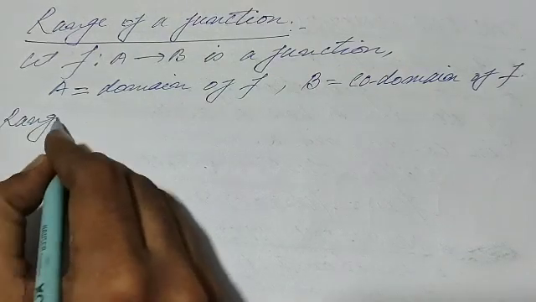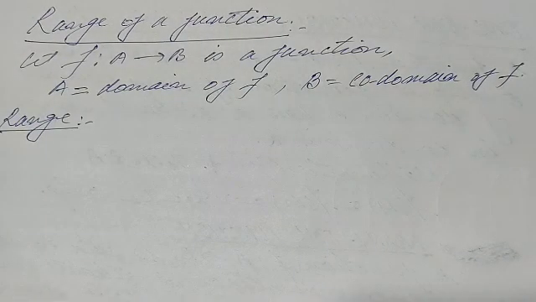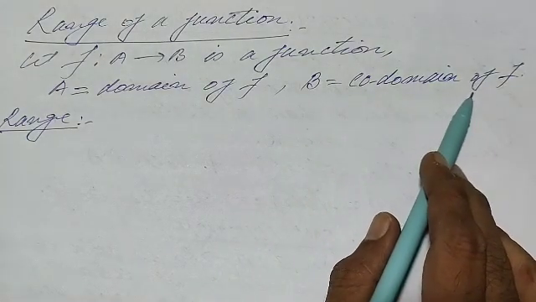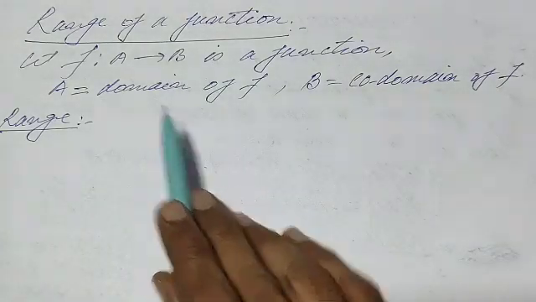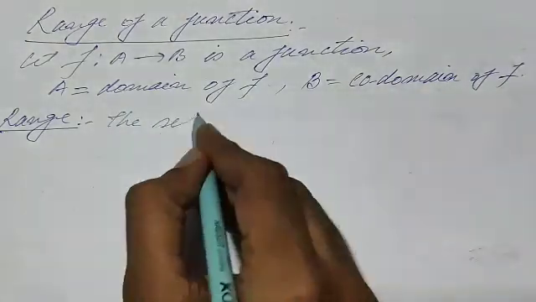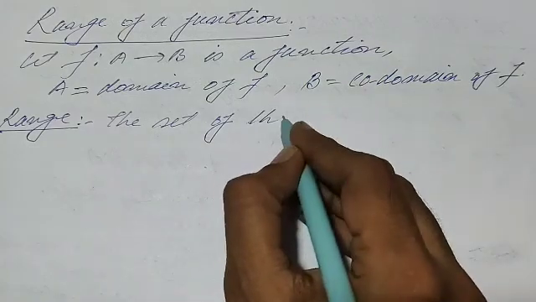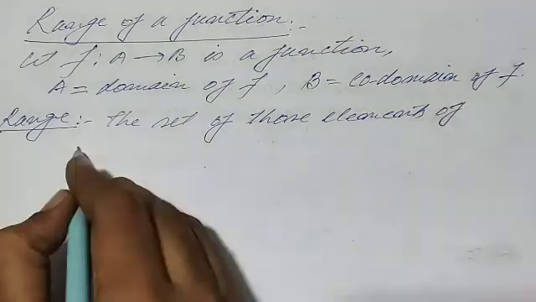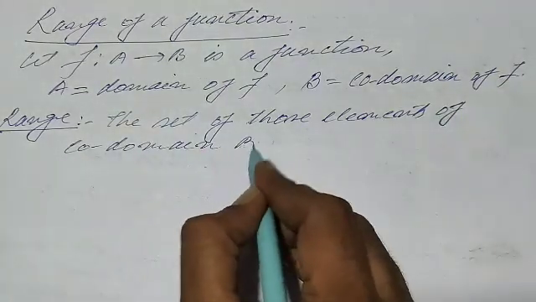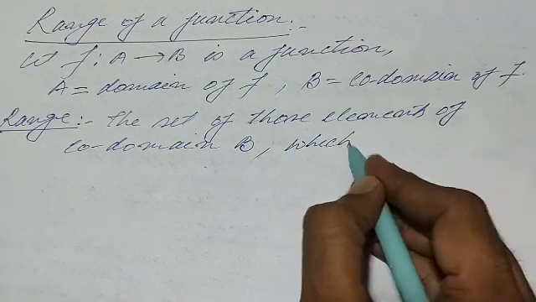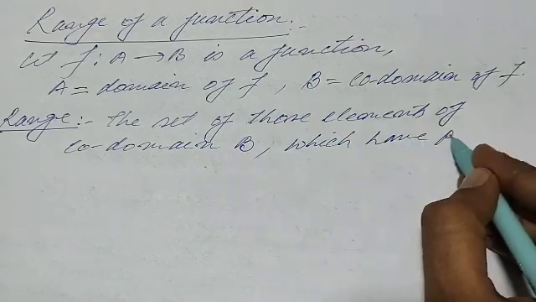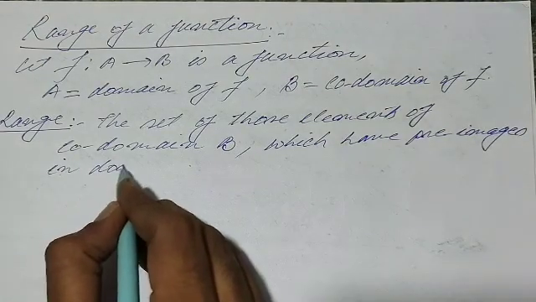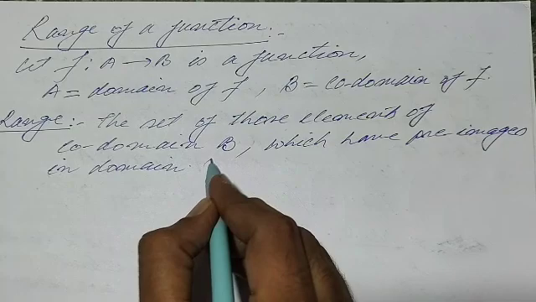What is range? So basically, range is defined as the set of those elements of codomain which have pre-images in domain A. The set of those elements of codomain B which have pre-images in domain A.